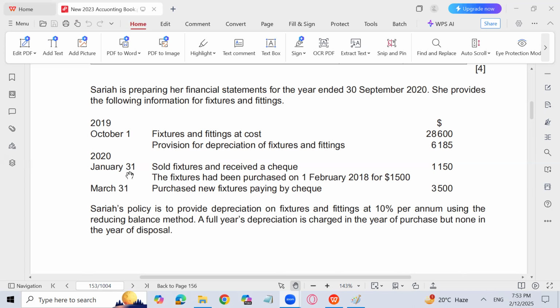Next, March 31: purchased a new fixture, paying by check, 3,500. Saria's policy is to provide depreciation on fixture and fitting at 10% per annum using the reducing balance method. So there is a reducing balance method, and the depreciation rate is 10%. A full year's depreciation is charged in the year of purchase, but none in the year of disposal. So we will calculate depreciation for the whole year when the asset is purchased, and no depreciation will be charged when the asset is sold. So this is annual basis, and this is how the question has become a little easier.